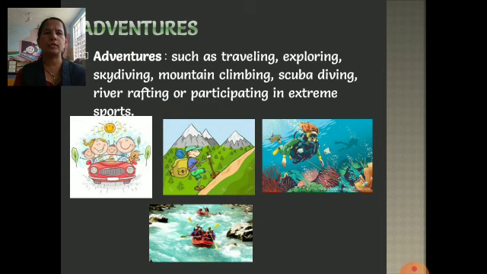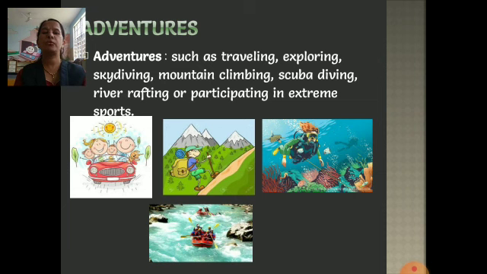Adventures. So children, can you observe the pictures there? Yes, so what is the first picture? The first picture, the family is enjoying the ride. They are traveling. They are going for a picnic. Second picture, we can see a boy climbing the mountain. Yes, he is again enjoying as it is a very interesting activity.